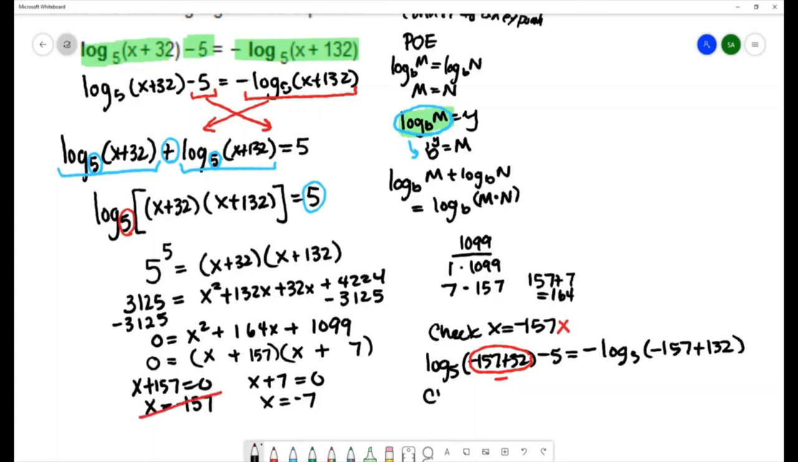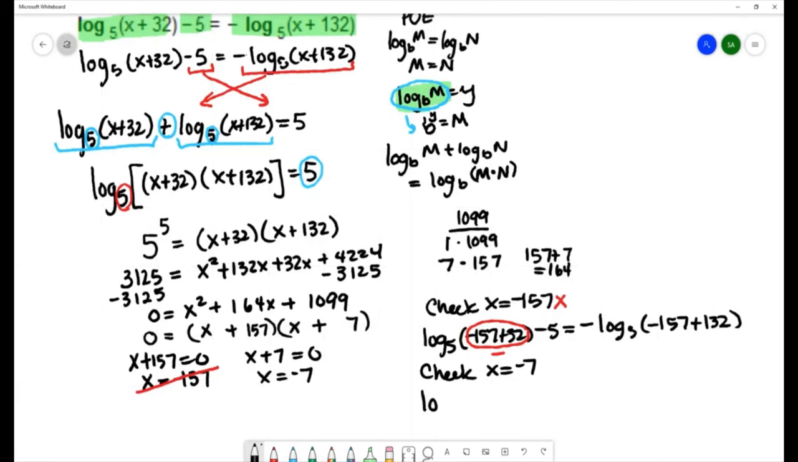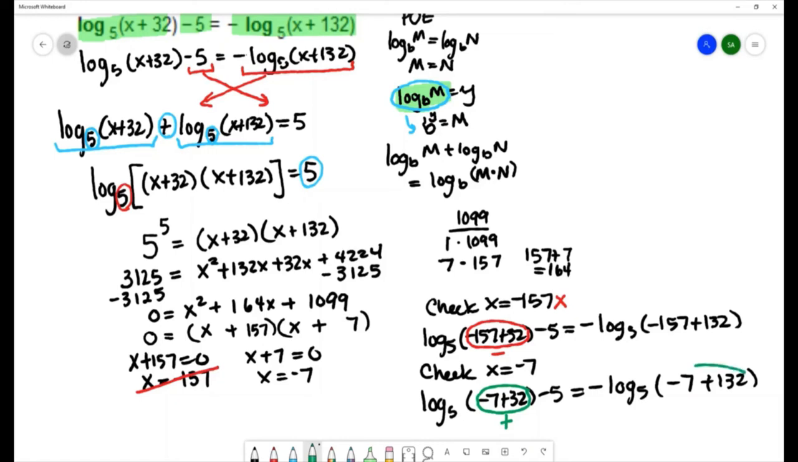Then we're going to check the other one, our proposed solution of x equals negative 7. And we would have log base 5 of (negative 7 plus 32) minus 5 equals negative log base 5 of (negative 7 plus 132). And looking at negative 7 plus 32, that's a positive. Log of a positive is defined. And over here, the other log, negative 7 plus 132 will be a positive. Log of a positive is defined. So negative 7 is in the domain of each of our logarithmic expressions, and we're going to keep that solution. So x equals negative 7 is the only solution to this logarithmic equation.